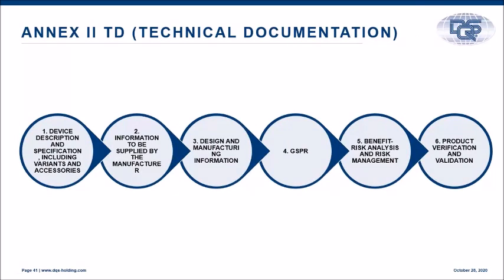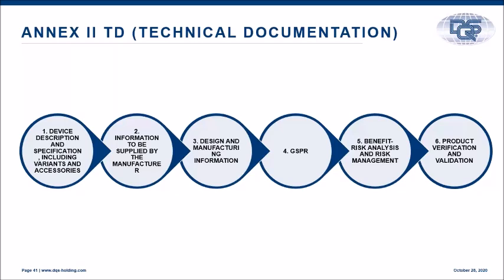So the next topic we will look at is technical documentation. There is a specific annex which is given in terms of the technical documentation. These are only 6 basic things which have been put. First chapter is the device description and specification, including variants and accessories. So you need to clearly describe your device, including the variants and accessories, along with complete specifications. All this information needs to be there.